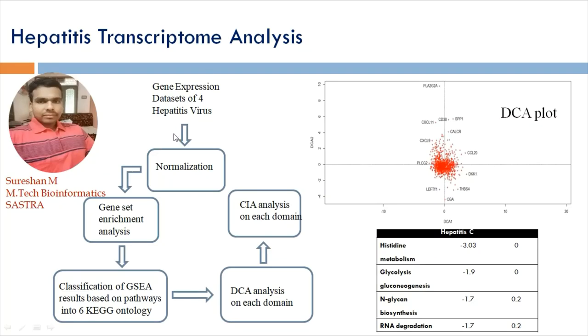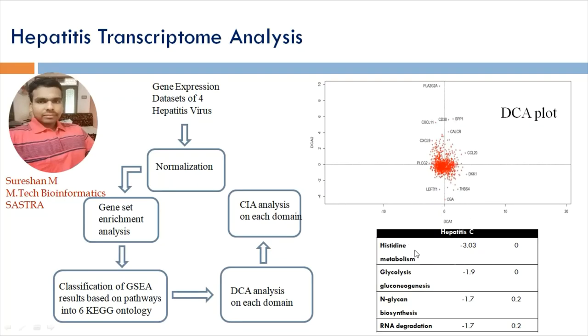What he did was he took the RNA-seq data of 4 different hepatitis virus infected hosts. All right. So what he did was try to compare those four different hepatitis viruses, and he showed that by means of some statistical analysis, basically correspondence analysis, certain metabolic pathways are significantly differentially expressed for each of the hepatitis viruses, right?